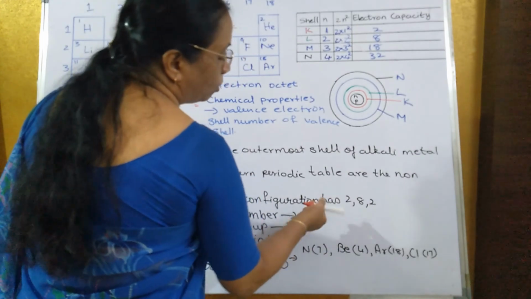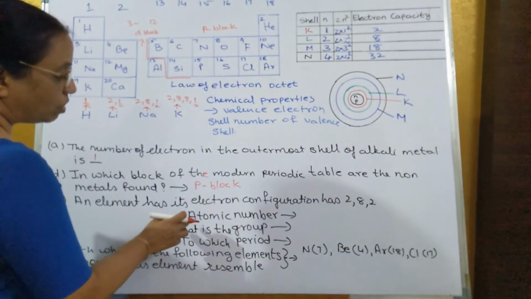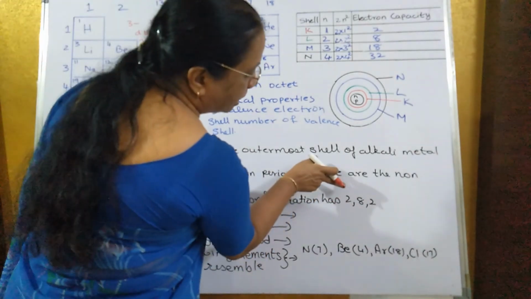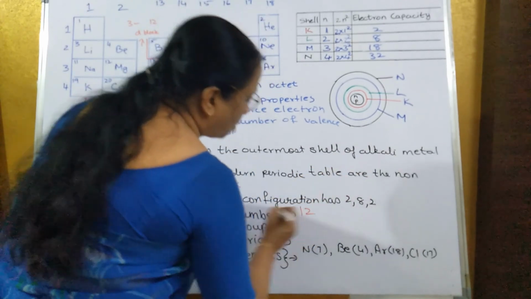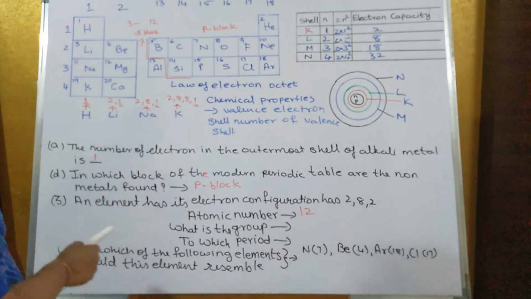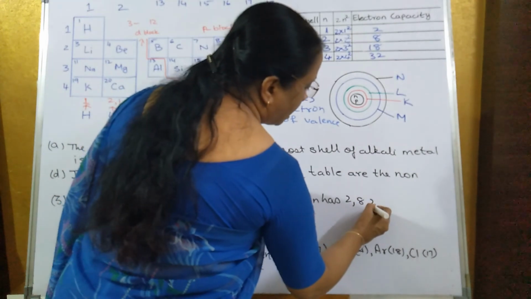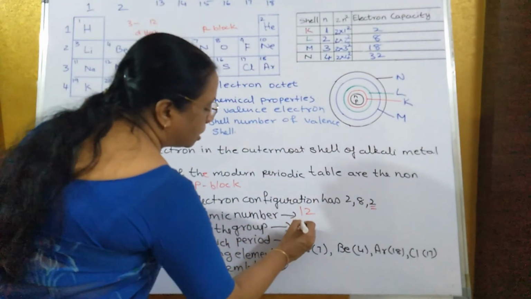Now an element has its electronic configuration 2, 8, 2. I had told just now, from the electronic configuration you get a lot of information. What is the atomic number of this particular element? You just have to add them. 2 plus 8 is 10, 10 plus 2 is 12. So the atomic number is 12. Which group is it present in? See the valence electron. Valence electron is 2. So it is present in group 2.